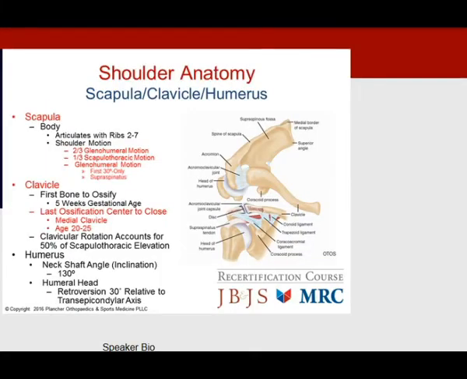Remember, the shoulder has multiple bones that it's comprised of. The scapula, the clavicle, and the humerus are some of them. The last ossification center to close in young men, it turns out, is the medial clavicle, aged 20 to 25, and interestingly enough, at 5 weeks of gestational age, you can see it on a plain x-ray as it ossifies. Remember that 1/3 of the shoulder's motion is scapulothoracic, while 2/3 is glenohumeral.